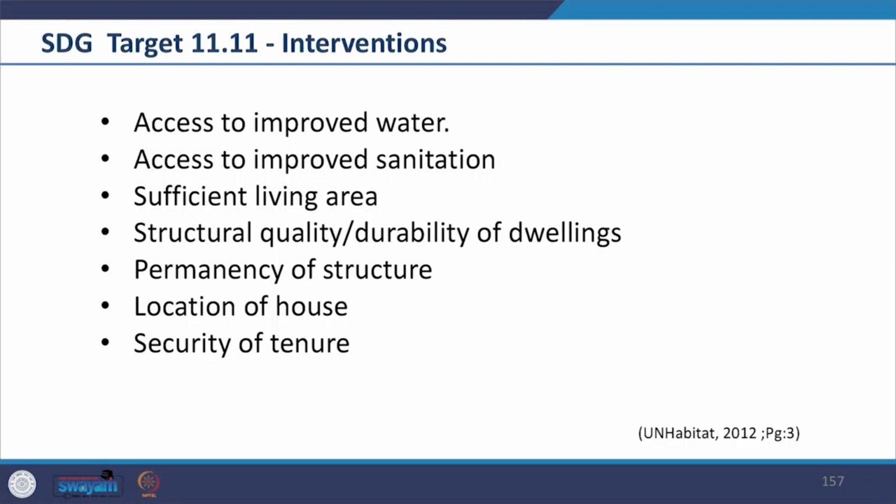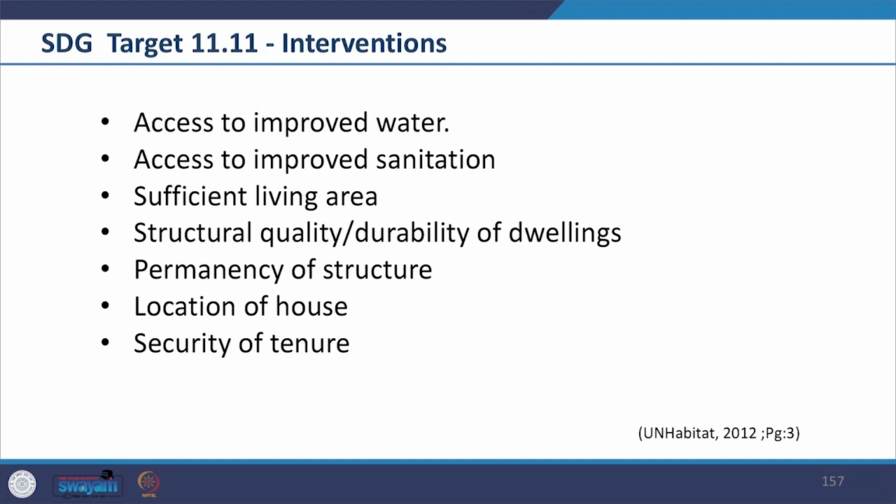Further, in order to meet the target 11.1 of SDG, the following interventions are monitored. We see that they look at access to improved water. A household is considered to have access to an improved drinking water source if the household members use a facility that is protected from outside contamination, in particular from fecal matter contamination. So it's an important indicator.